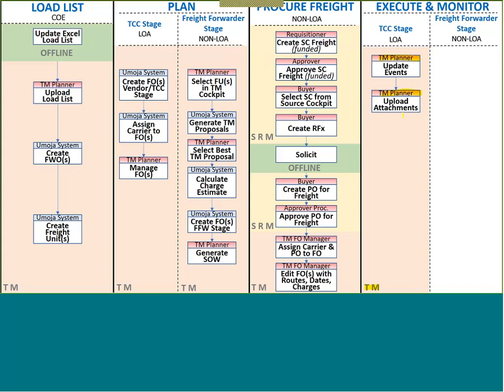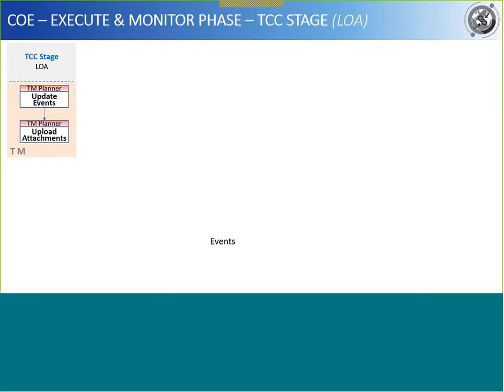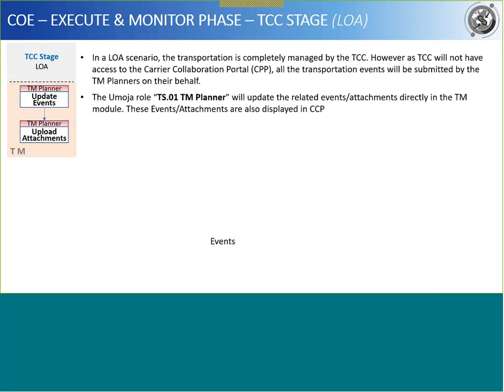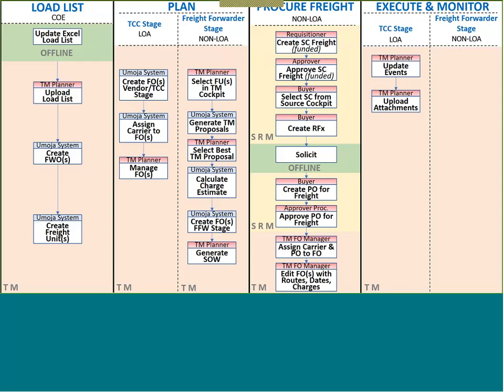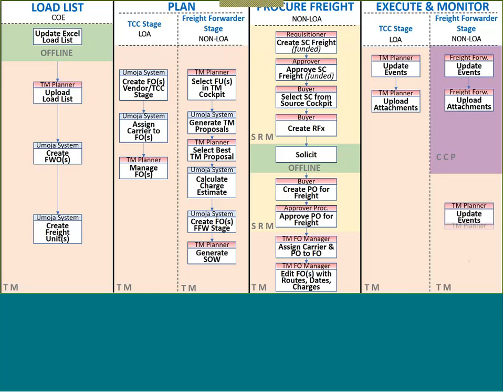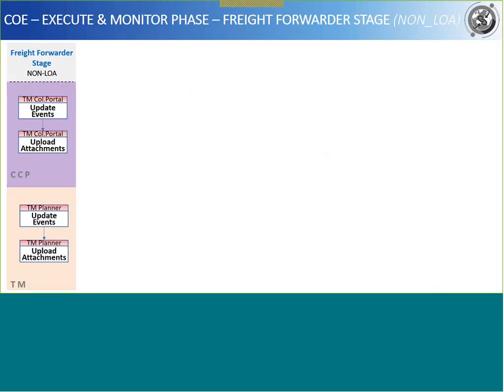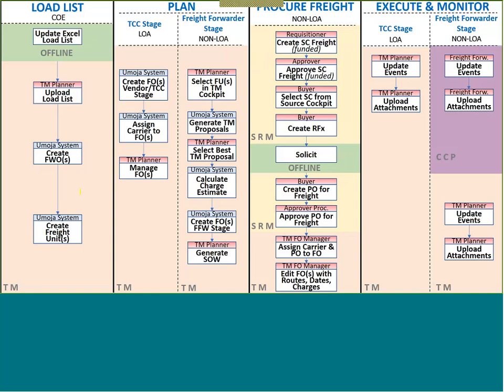And for the freight forwarder stage, non-LOA, we can go through this quite quickly here, just so we can see the last part of our end-to-end process flow here. And then we can do this one step at a time in the actual system. Let's go back. So basically, this is what we're going to be looking at now.